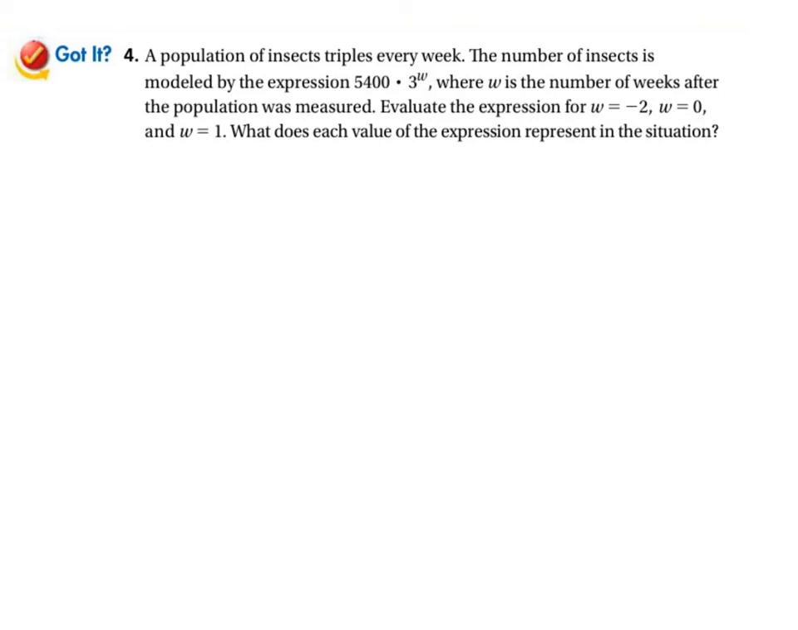All right, a population of insects is tripling every week, which explains the base of 3 here for tripling. The number of insects is modeled by this expression, 5,400 times 3 to the w, where w is the number of weeks after the population was measured. Evaluate the expression for w is -2, w is 0, and w is 1. What does each value of the expression represent?